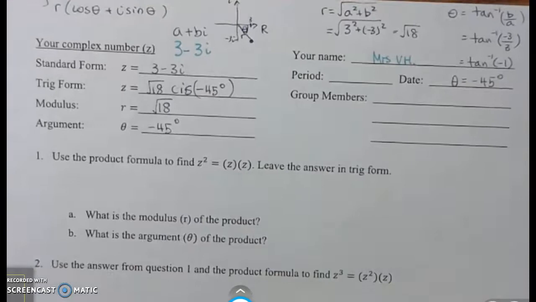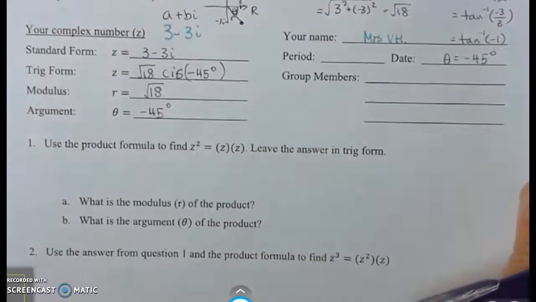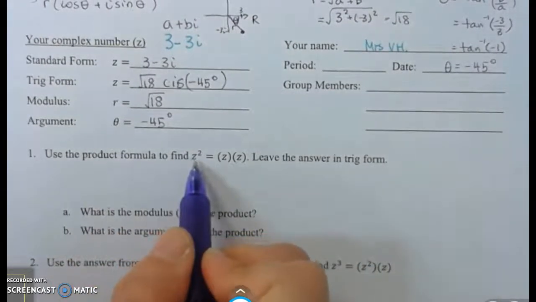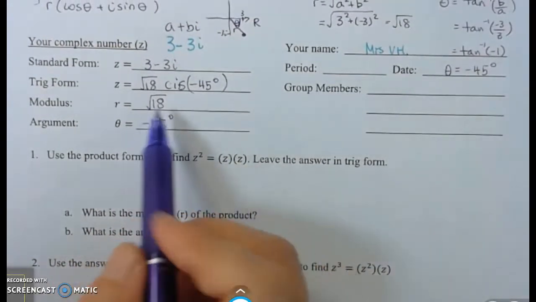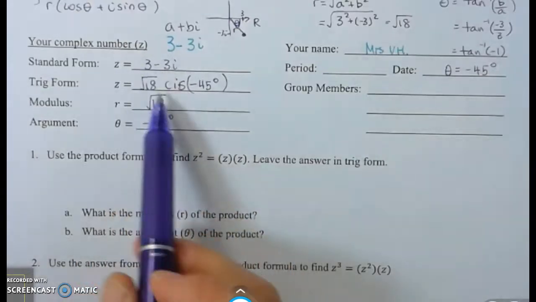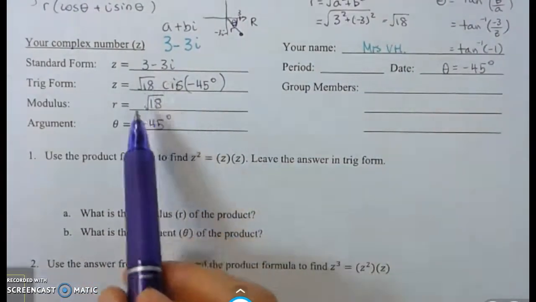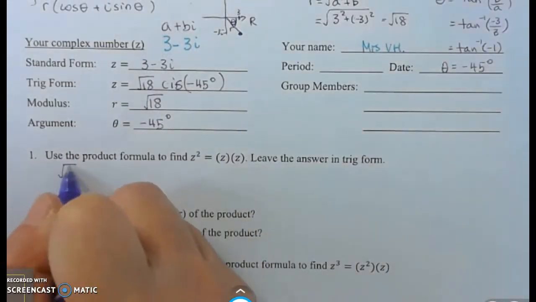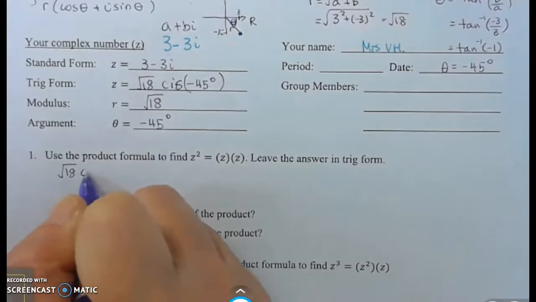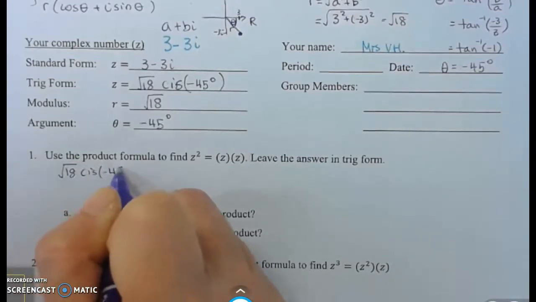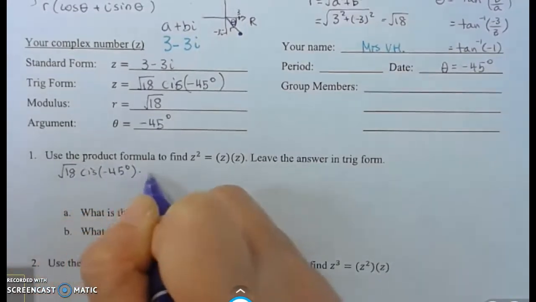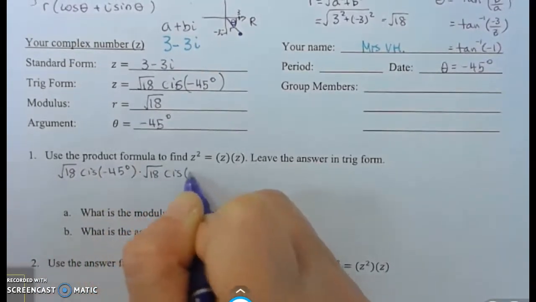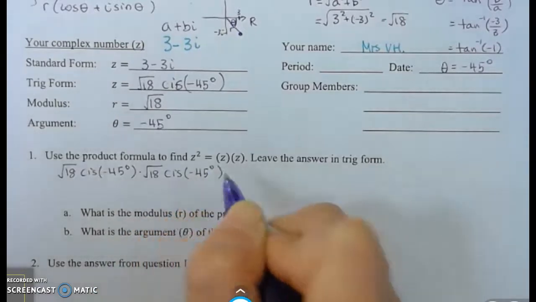All right, so now let's keep moving. We have to use the product formula to find z squared. Leave your answer in trig form. So in order to do z squared, now we know what it will look like when we're dealing with rectangular form, but we're dealing with polar form. So what we're doing is multiplying square root of 18 cis -45 degrees by the same complex number, square root of 18 cis -45 degrees.